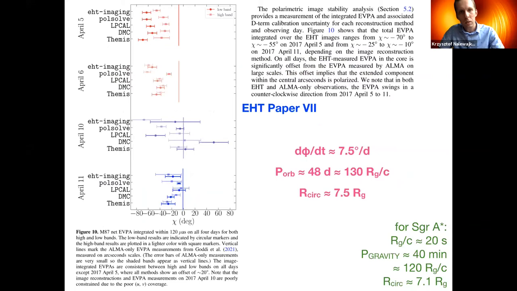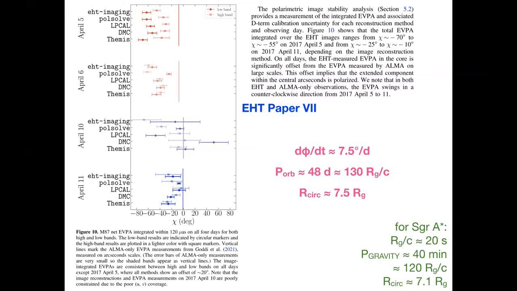this is one more image from paper 7, and these are the resolved polarization angles, and they are a bit more uncertain, again depend on the algorithm, and may depend on the band. There is not so much quality here, but this might suggest a rotation rate of about 7.5 degrees per day, which would mean a 130 gravitational radii period and 7.5 of circular radius, which I think is quite interesting.